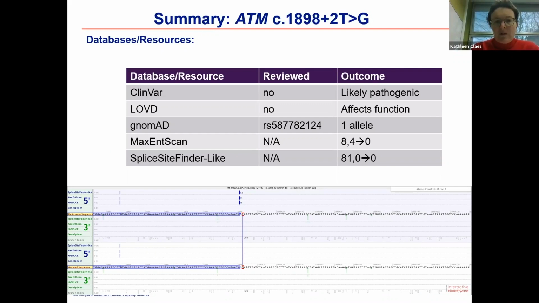It has been found in gnomAD in 1 allele, while it has been described in the literature in many different patients with ataxia telangiectasia, who are compound heterozygous for 2 variants in ATM, and it has also been reported in breast cancer patients. The different splice prediction programs, and the favorite ones are listed here, MaxEntScan and Splice Site Finder-like, both indicated complete abrogation of the wild type donor site.